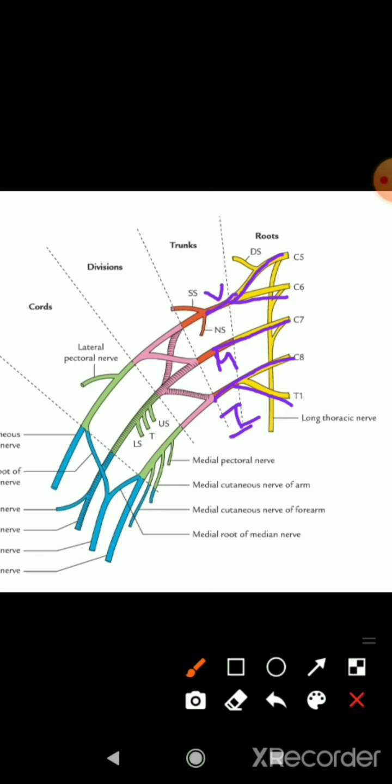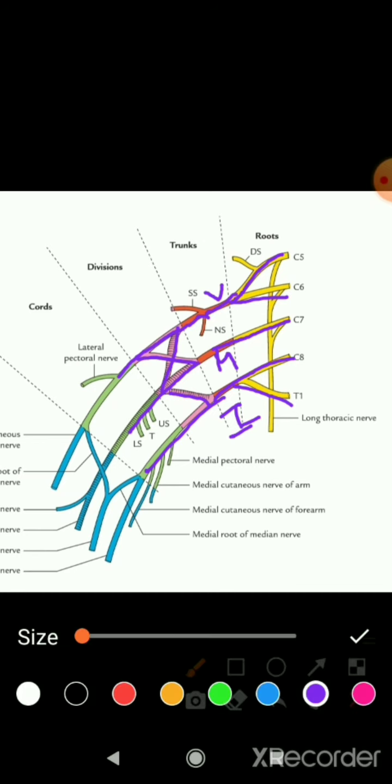Then each trunk is divided into 2 divisions, anterior and posterior divisions. Look at that, this upper trunk is divided into anterior division and posterior division. The middle trunk is further divided into anterior division and posterior division, and the inferior trunk is also divided into anterior division and posterior division.